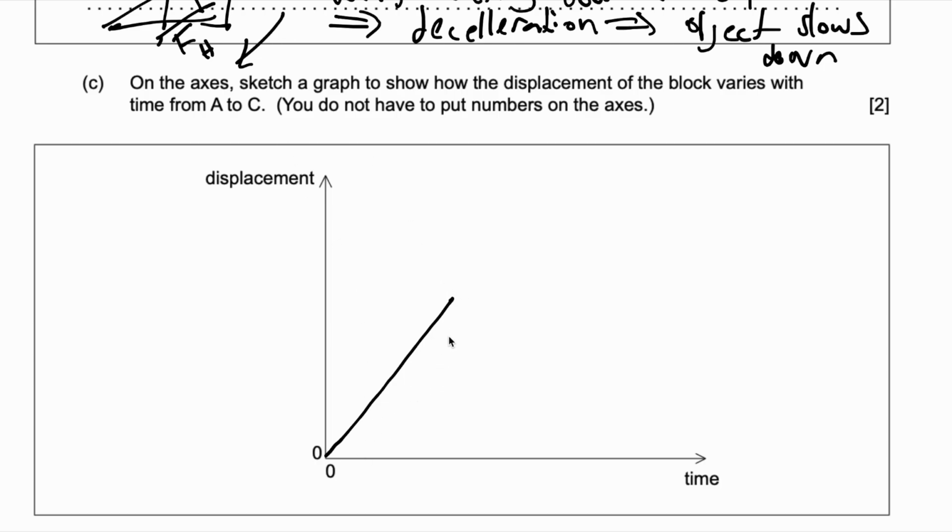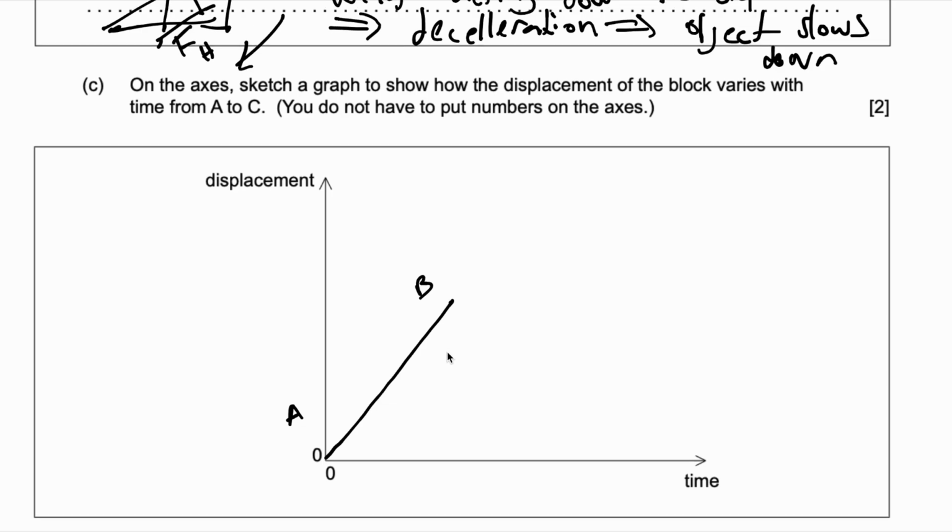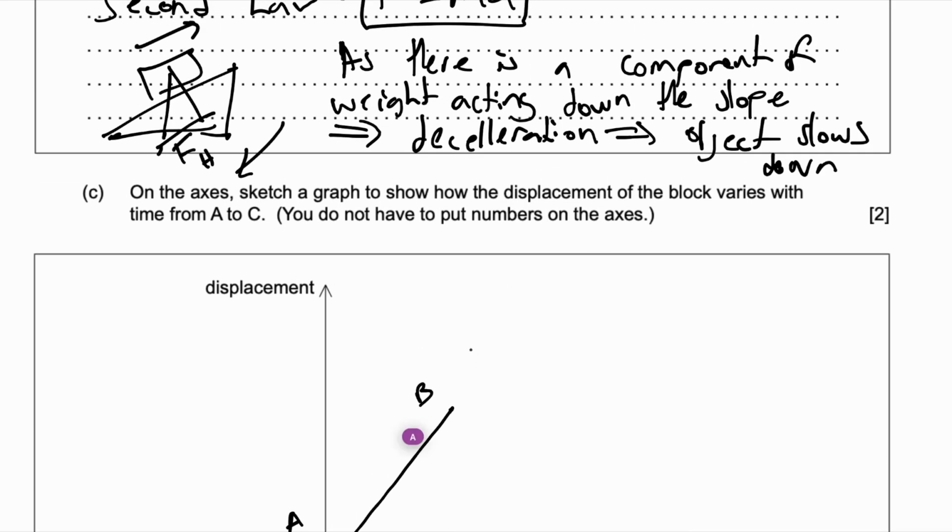And just to know this, the slope of a displacement-time graph is velocity. So if there's a constant slope, that means it's a constant velocity. From A to B, there's a constant velocity. But from B to C, there is no longer a constant velocity because there is a deceleration due to the horizontal component of weight that acts downwards.